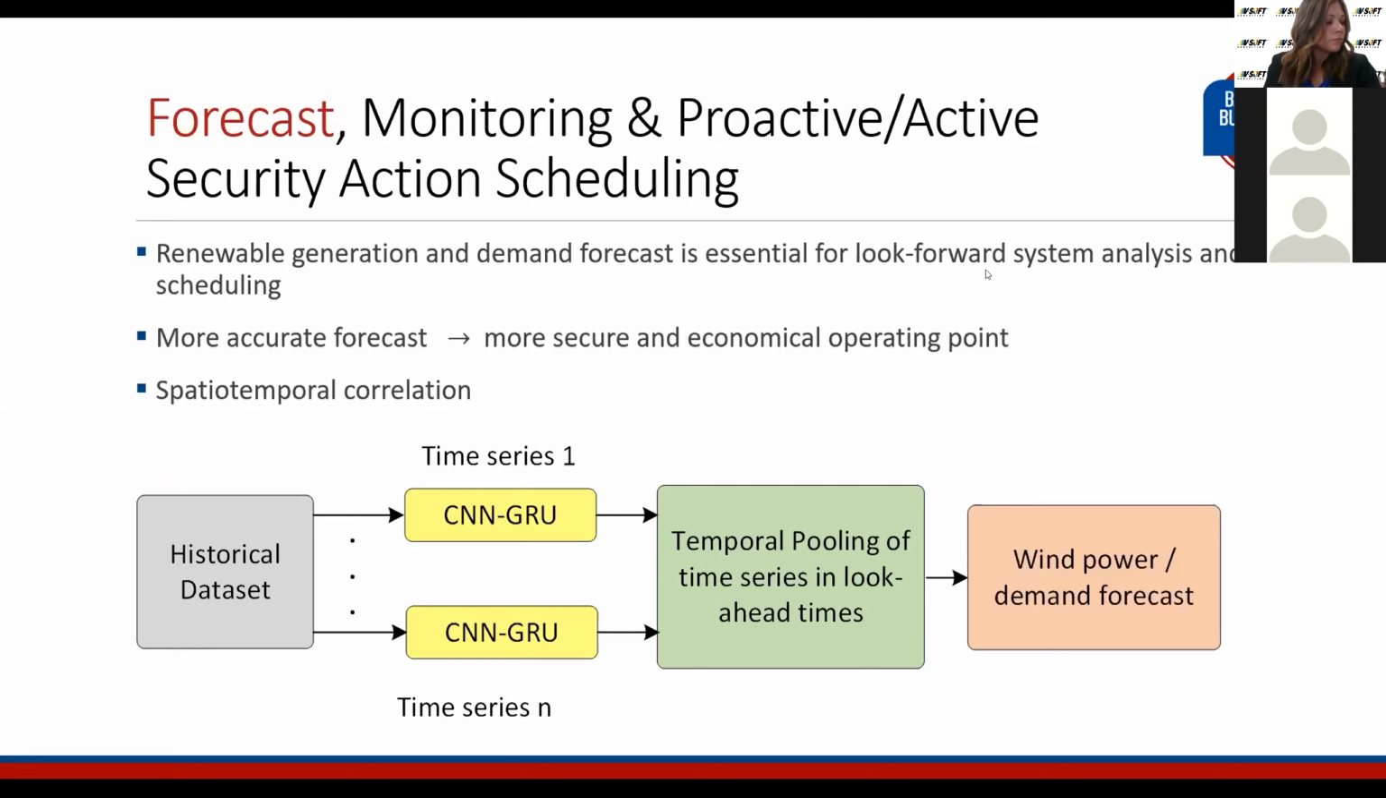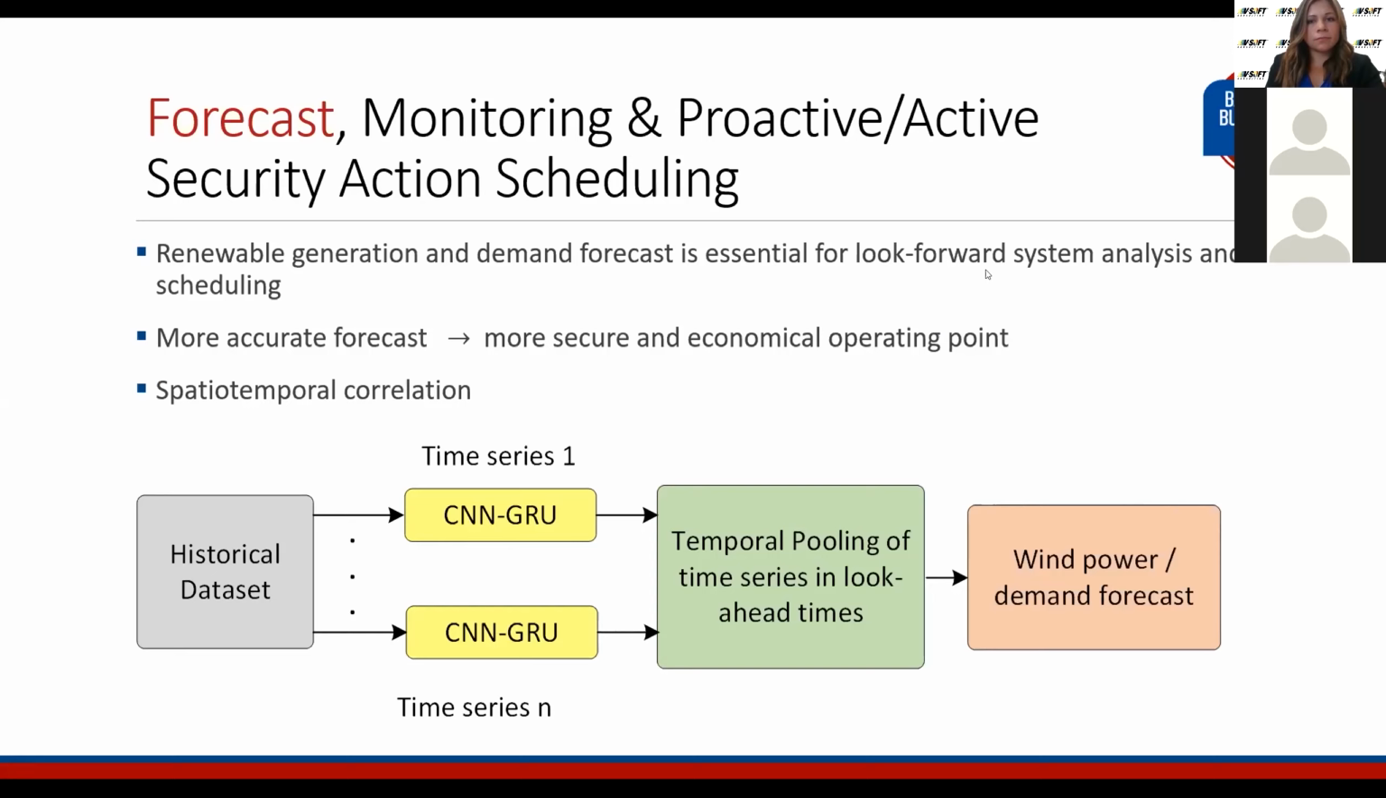Large prediction errors may cause problems in the system. They may also lead to blackout. So definitely we want to forecast demand and renewable generation.